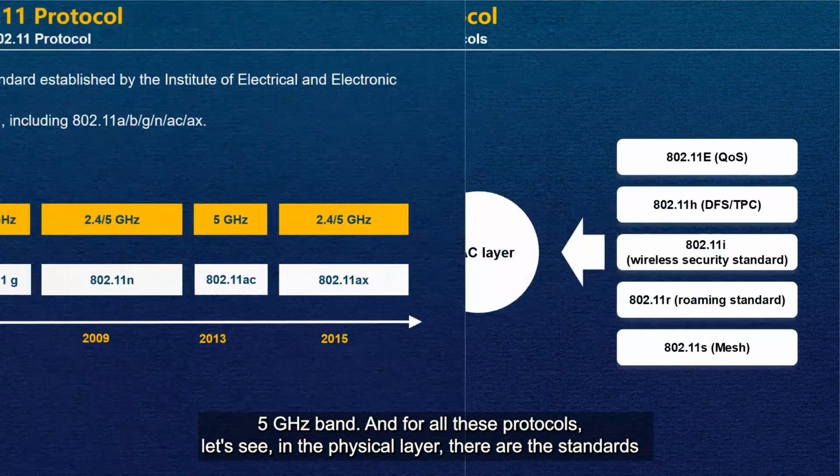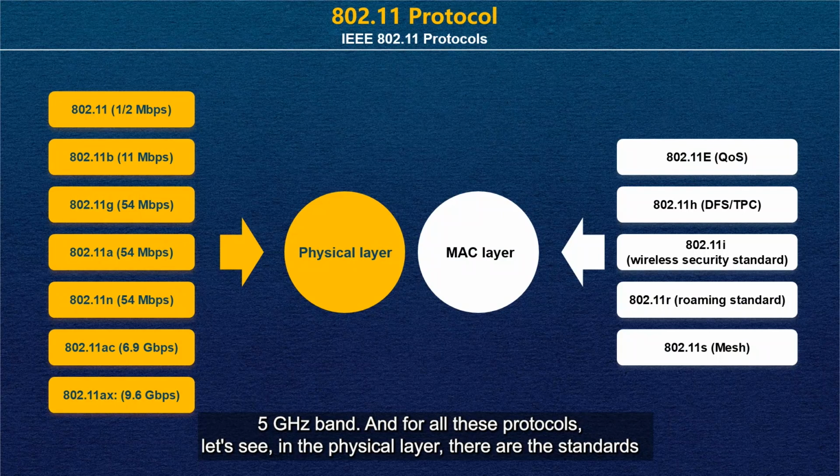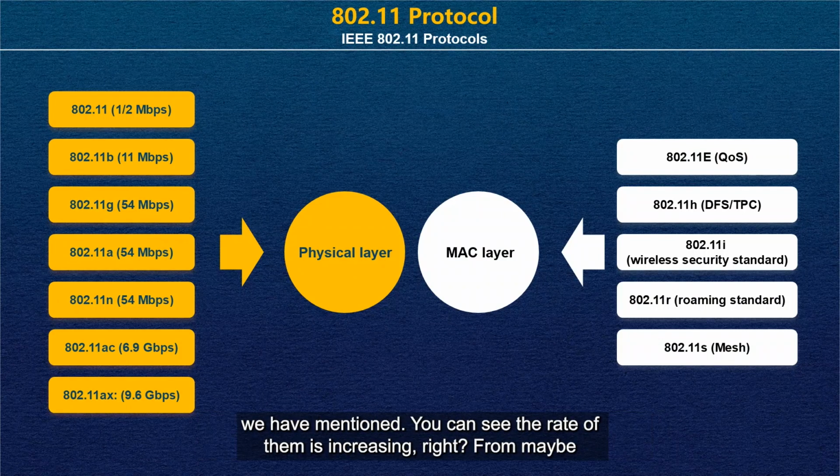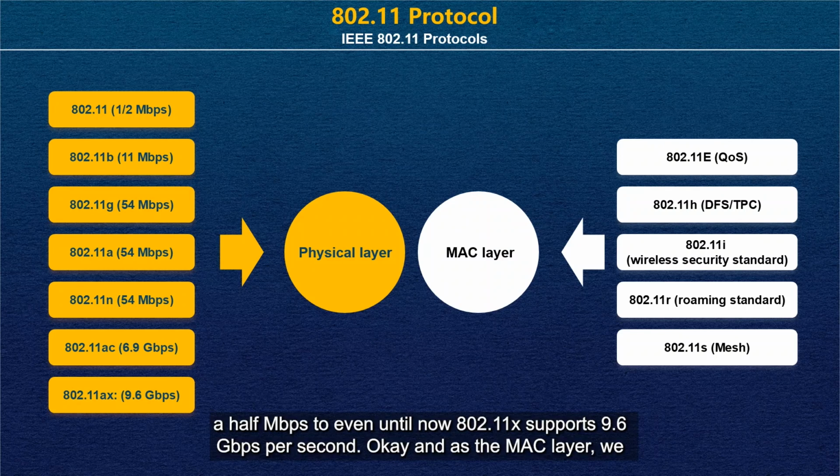Okay, and for all these protocols, at the physical layer are the standards we have mentioned. You can see the rate of them is increasing, right? From maybe half a megabit per second to, until now, 802.11ax supporting 9.6 gigabits per second.